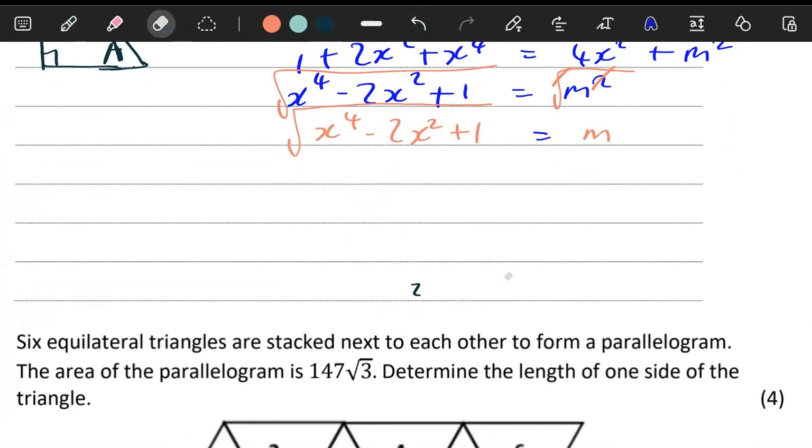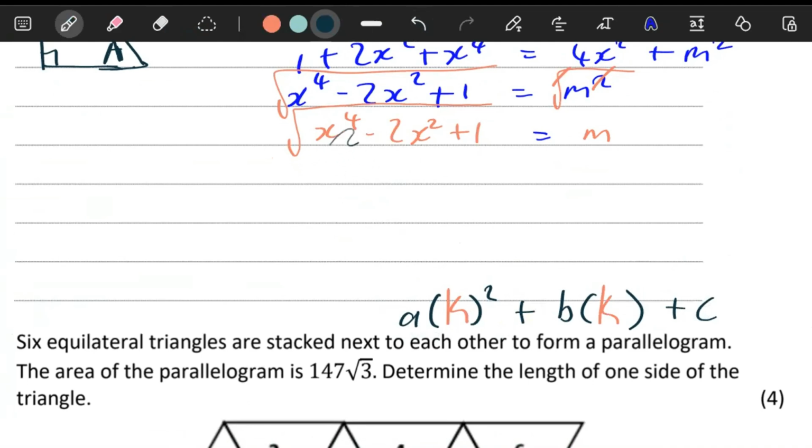Let me just put it this way. Our equation is in this format: A something squared plus B something not squared plus C. You see, this can be any variable, K or X, doesn't matter. Anytime you have a situation like this, you can always factorize. So in our case, here we can write this as x squared to the power of 2, and then x squared here, right? Plus 1.